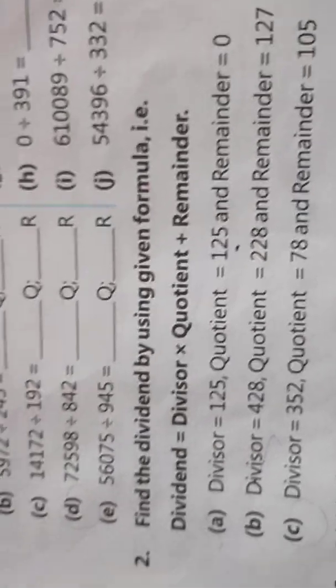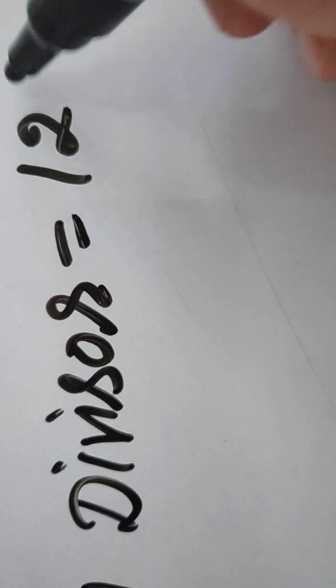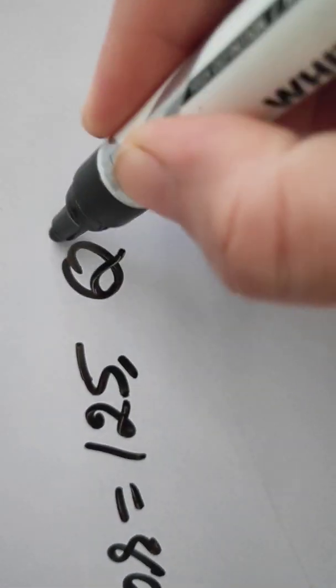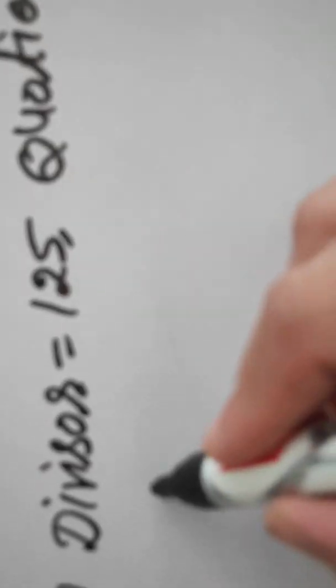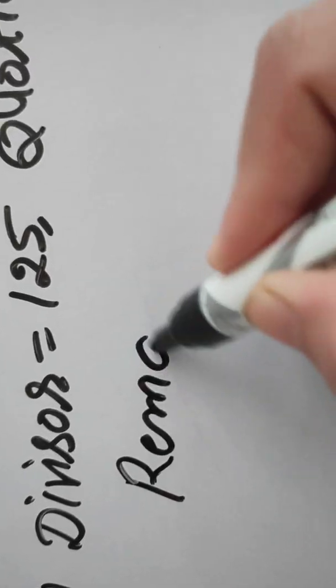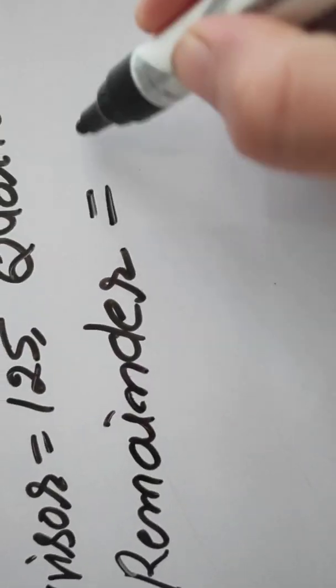So I am going to explain you A part. Divisor. See the question. What is given in the question? Divisor is given. What is divisor? Divisor is here 125. Next thing, quotient is given. Answer of the division is given. Quotient is again 125. Next thing, what is given here? Remainder. Remainder is the digit which is left after the division and it is 0.